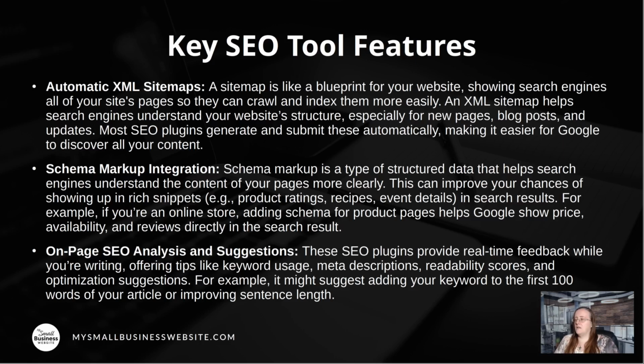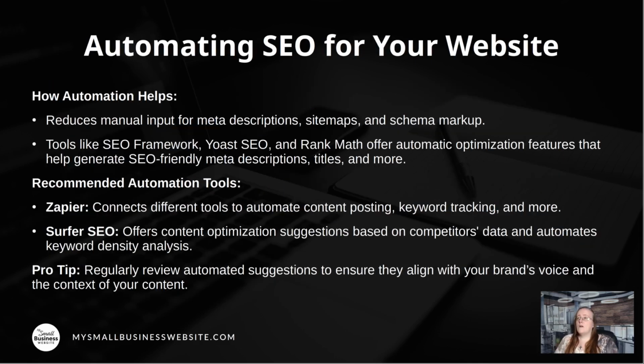Alright, and then it can also give you some readability scores. It might give you some suggestions for how to optimize it and improve it. And it might suggest your keyword needs to be added to the beginning of the article, or improve your sentence length, or make a title longer. Different things that these tools can do. Automation can really be a powerful way to save time and improve the effectiveness of your SEO strategies.